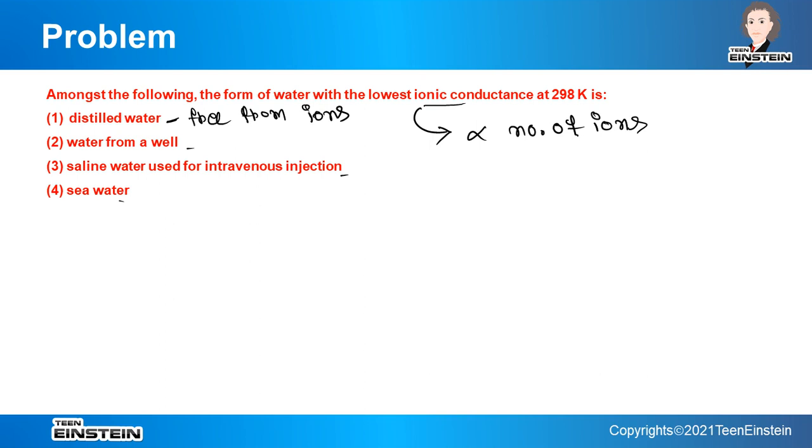That means it should have the lowest ionic conductance, because for all the other three options, that is water from a well, which is a natural form of water, or saline water used for intravenous injection. Saline water means what? There will be presence of sodium chloride, and also seawater, where also there is sodium chloride. Sodium chloride is a strong electrolyte, so the number of ions of Na+ and Cl- will be very high. So that is why your correct option will be distilled water, because we have to find that water which has minimum ionic conductance, and minimum ionic conductance will be for distilled water. So the correct option is distilled water.